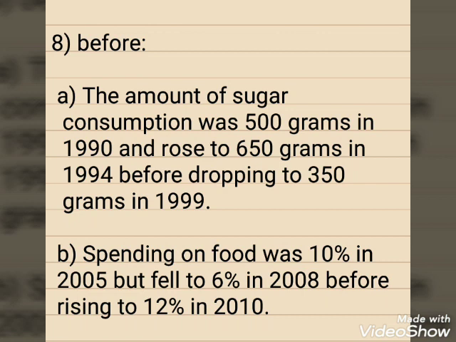Use of before. So you can make a sentence like this: the amount of sugar consumption was 500 grams in 1990 and rose to 650 grams in 1994 before dropping to 350 grams in 1999. Spending on food was 10% in 2005 but fell to 6% in 2008 before rising to 12% in 2010.